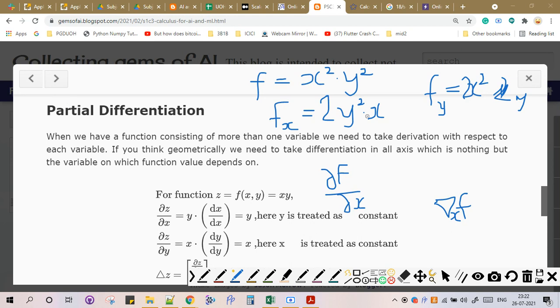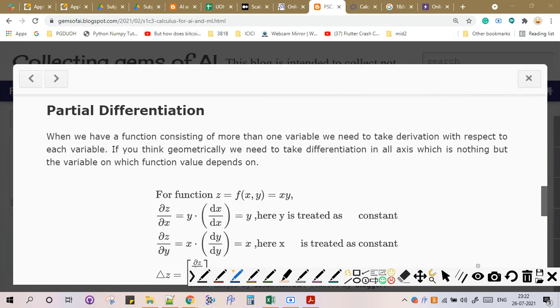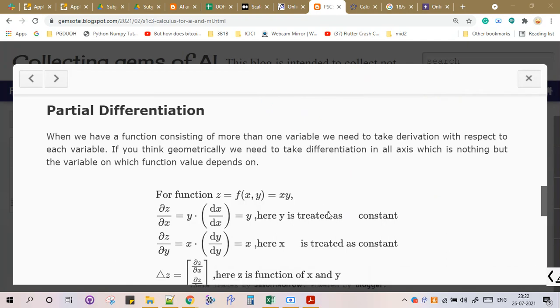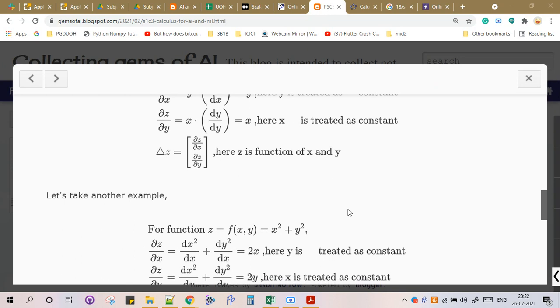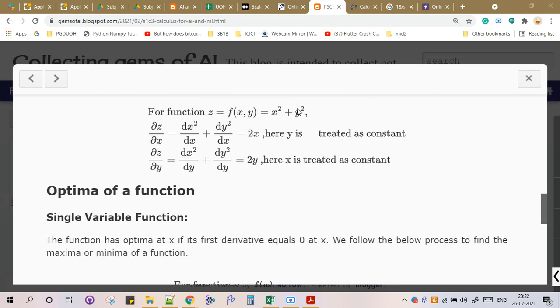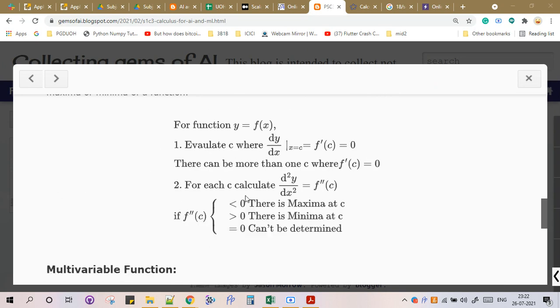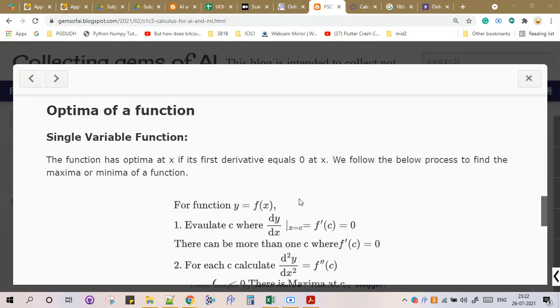Keep all the remaining variables as constant. Treat all the other variables as constant and just take the differentiation with respect to the given variable. If it is x, take the differentiation of x, keep everything else as constant, do the partiality without any problem, because it is partial differentiation, right? Yeah, another example that you can refer to. And optima of a function, okay, this is beautiful.